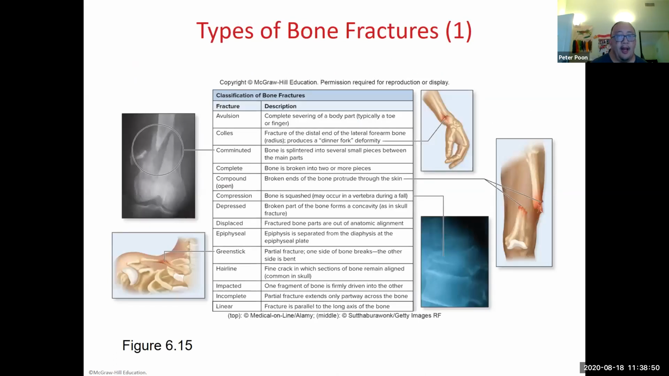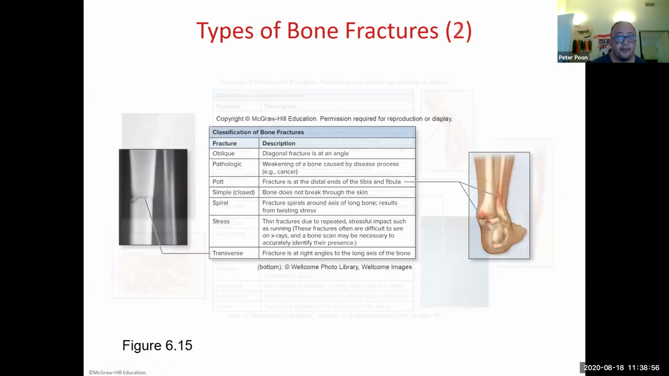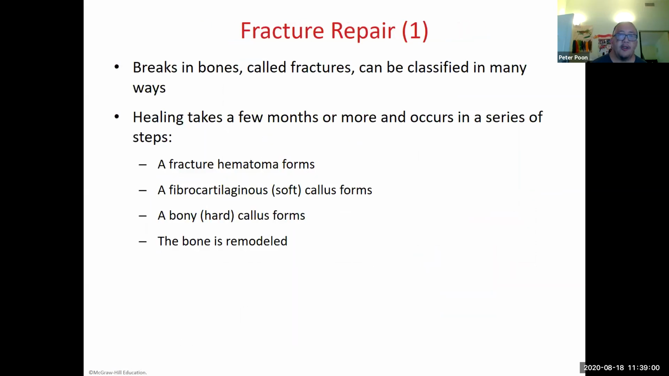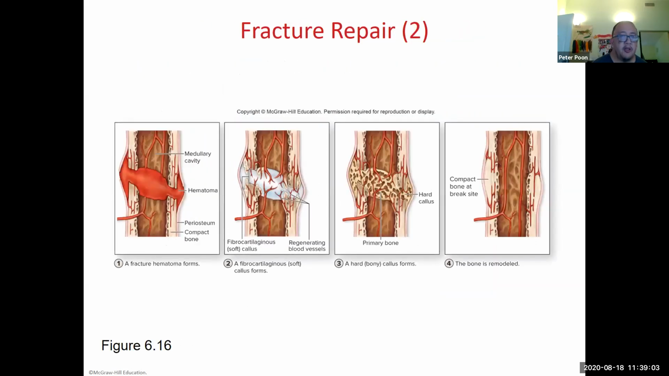Okay, the types of fracture you can just read on your own. Fracture repair, you can also just read on your own. It's just these 4 steps. Basically, you form a hematoma. That hematoma scars over into a soft callus, and you grow new bone.